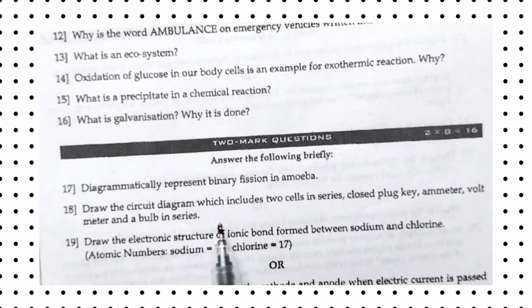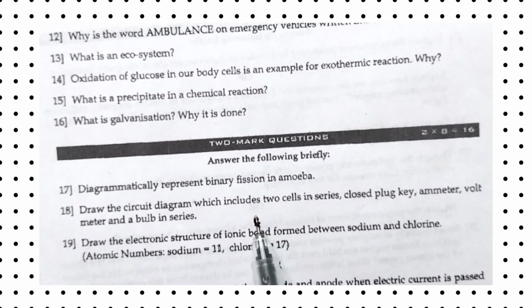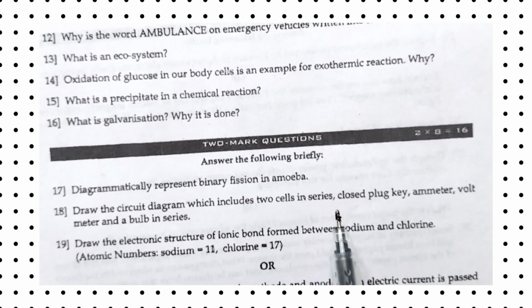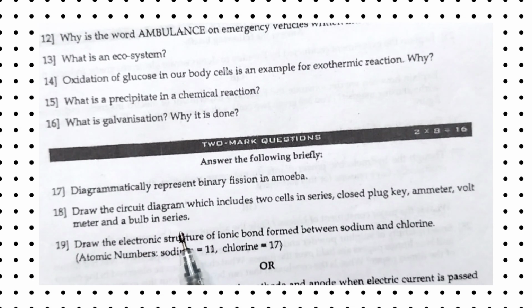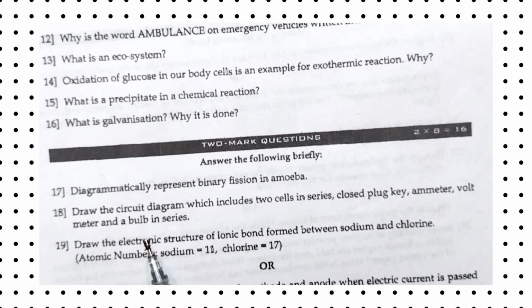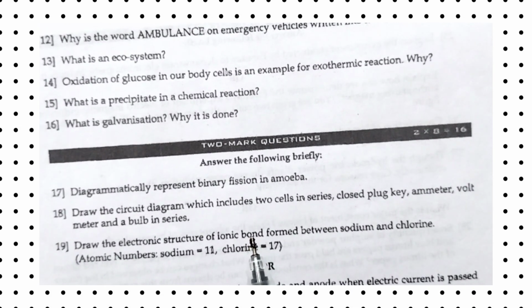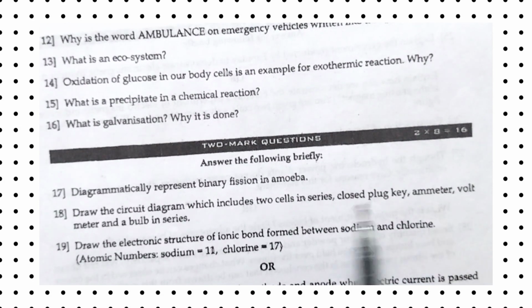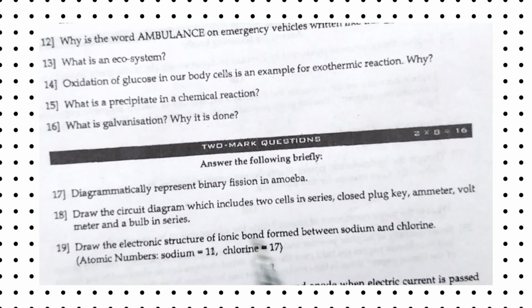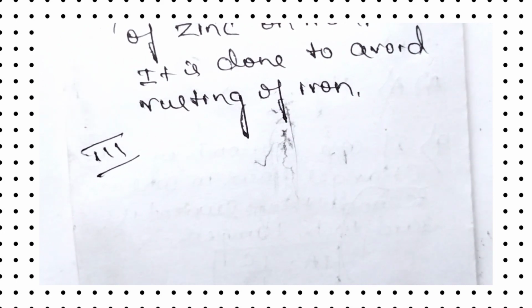Draw the circuit diagram which includes 2 cells in series, closed plug key, ammeter, voltmeter and a bulb in series. So this is a circuit diagram we have to draw. So now let us draw the circuit diagram. What is needed: 2 cells in series, closed plug key, then ammeter, voltmeter and a bulb in series. So now let us draw this one.